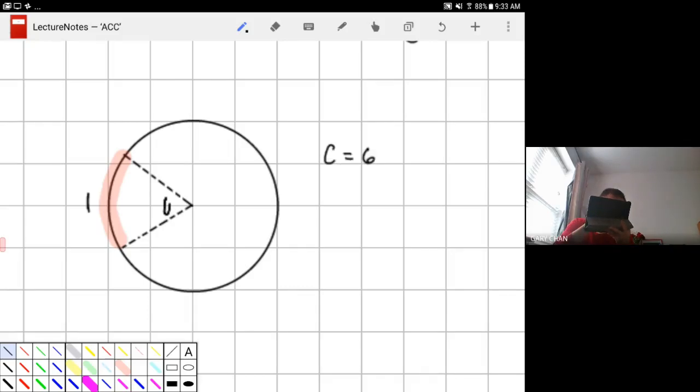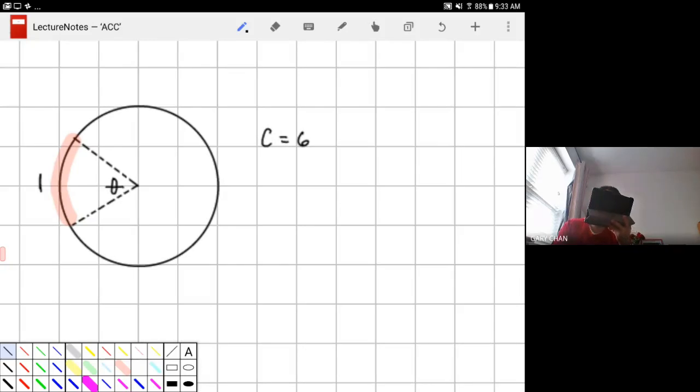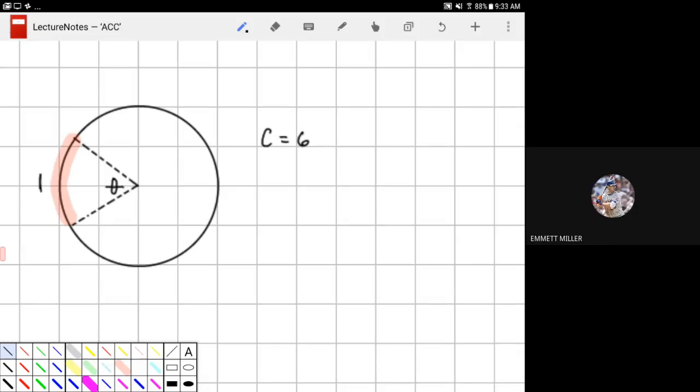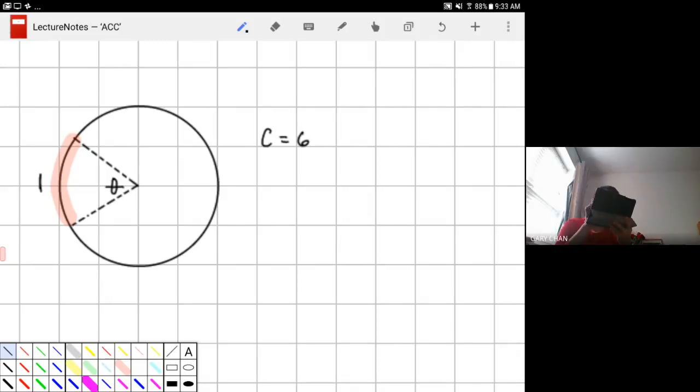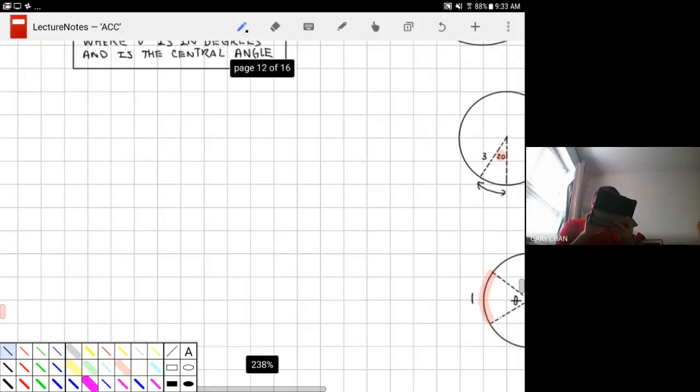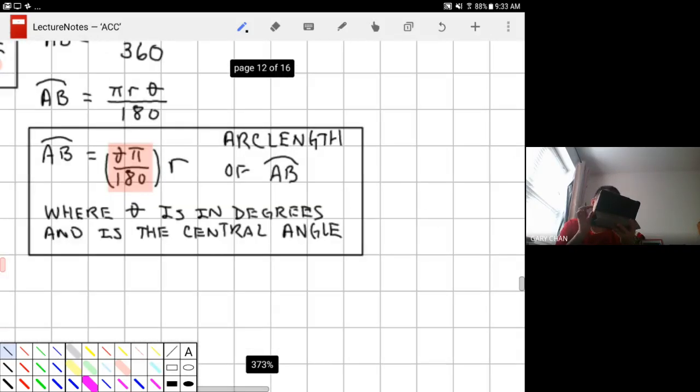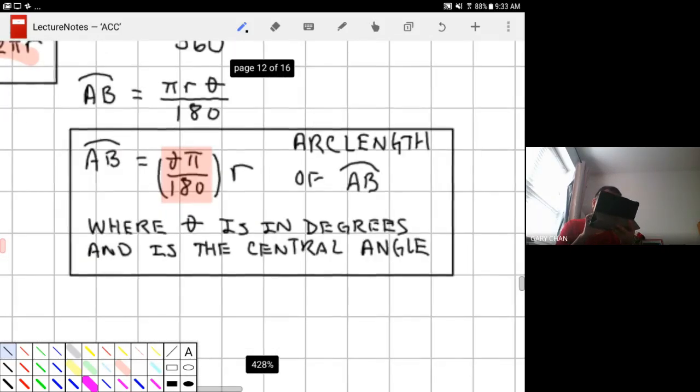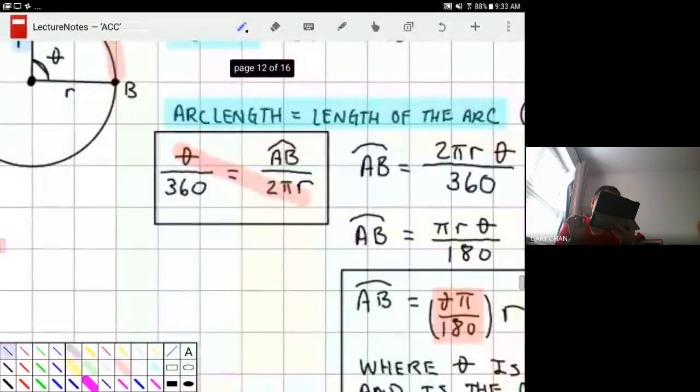And this time, we're sort of asked to go backwards here, right? To figure out what theta is. Cool? So looking at this, if the circumference is 6, and I know that the arc length is 1, okay? Would it be easier for us to use this formula here that I boxed in, or would it be easier for us to set up proportions?